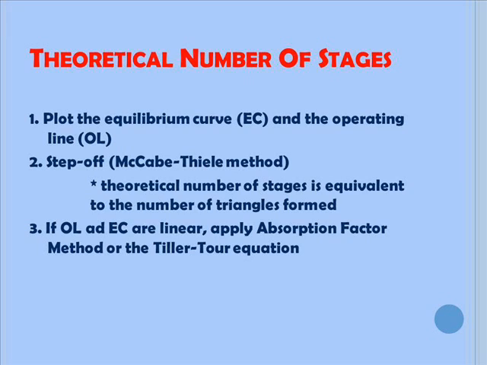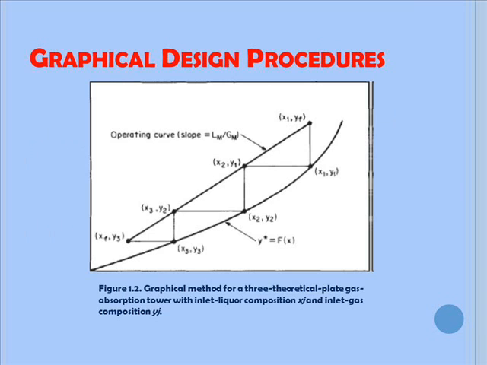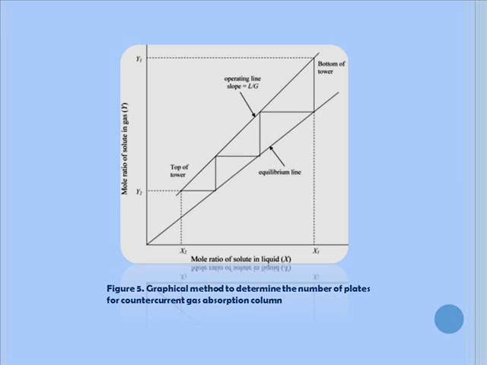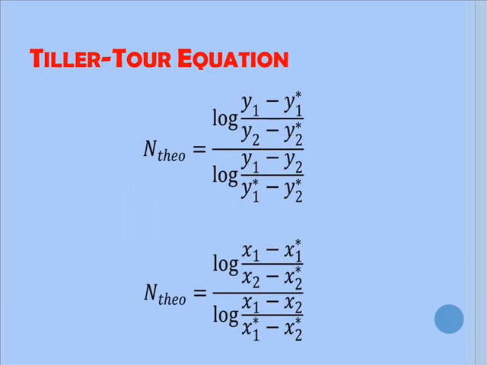X is the inlet liquor composition and Y is the inlet gas composition. From point X to Y2, draw step-up lines between the OL and EC until point X1, Y1 is reached. The number of theoretical stages is equivalent to the number of triangles formed, or the number of times the stepping off touched the equilibrium curve. The method is just like the McCabe-Thiele method. There are instances when OL and EC are both linear. If OL and EC are linear, apply the absorption factor method, which will be later discussed by my groupmate. Or we can use the Colburn equation shown in the slide.